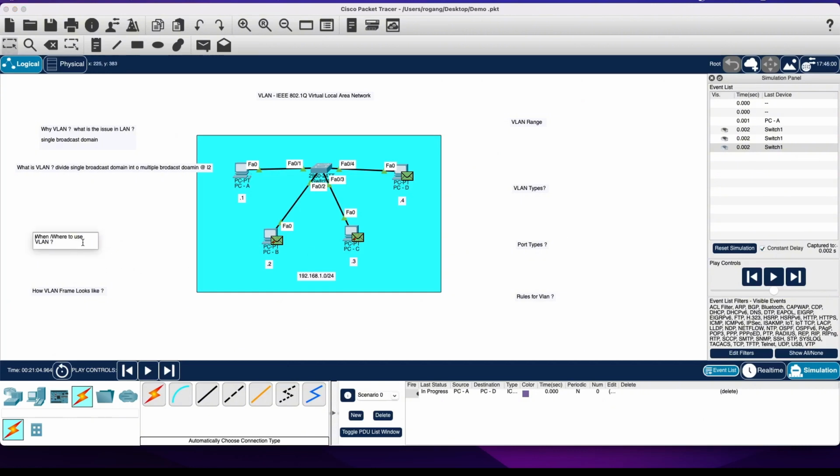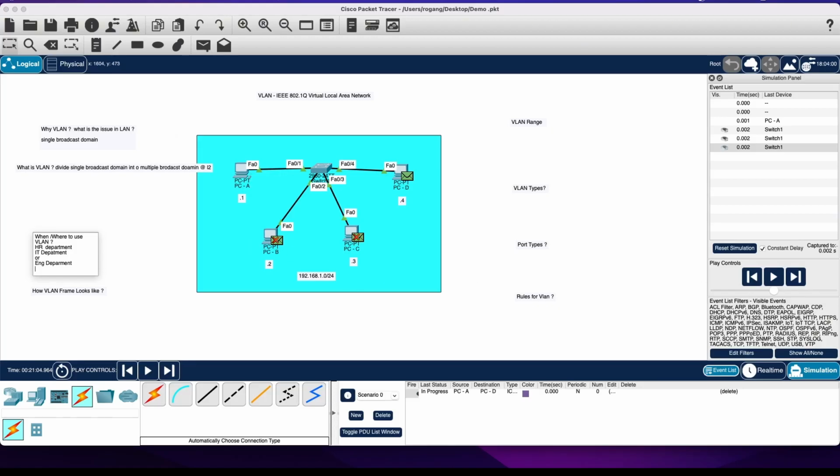So where can you use it? If you have a requirement to divide the network based on groups, say for example you want separate departments like HR department, IT department, or engineering department, so that one department doesn't communicate with another department, that's when you will be using the VLAN.